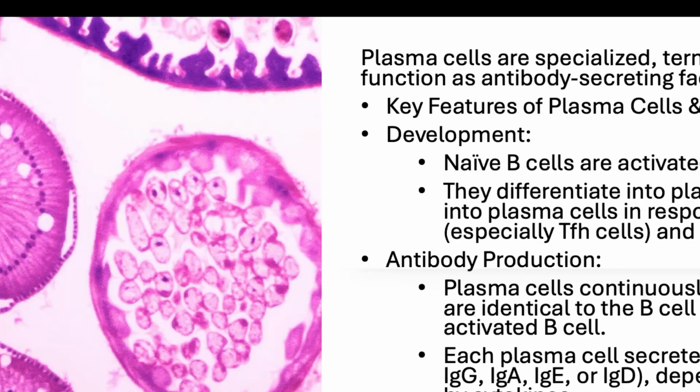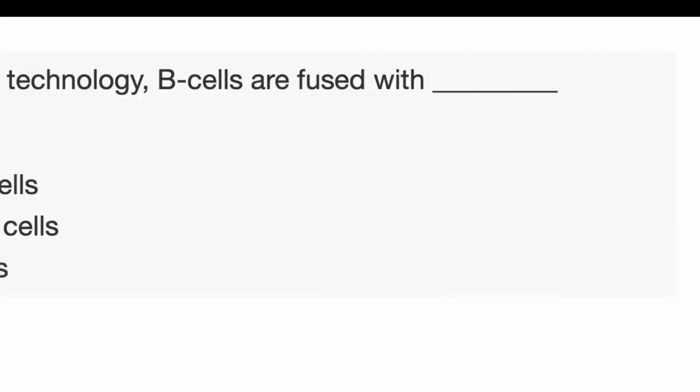I'm very happy that you guys have all answered it correct. Plasma cells are the major antibody secreting cells of our body. Is it clear to the students? Just let me know with a response in the chat. Very good, very good. Okay. Moving on to the next question.